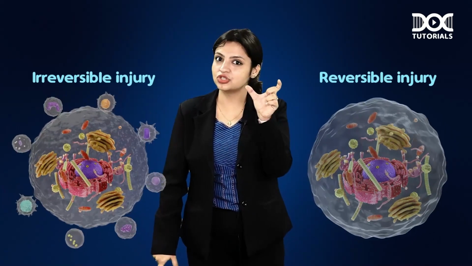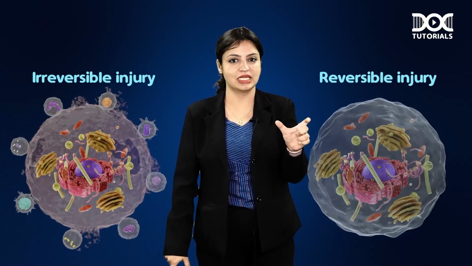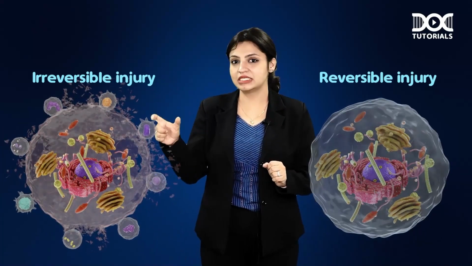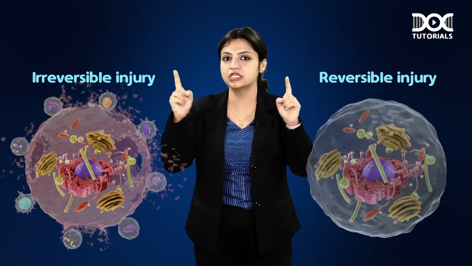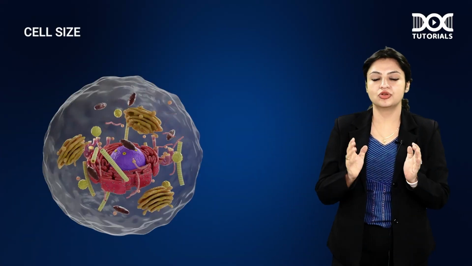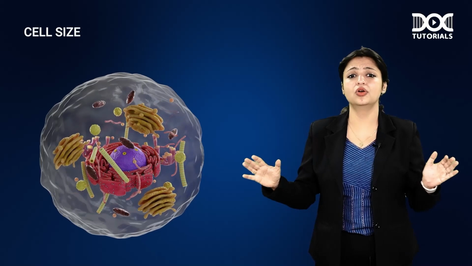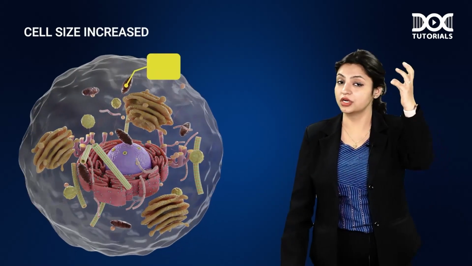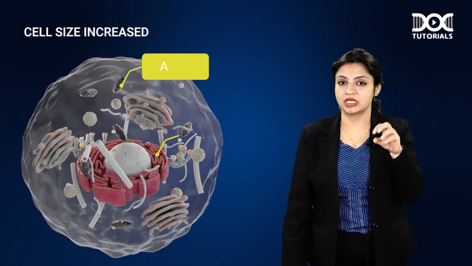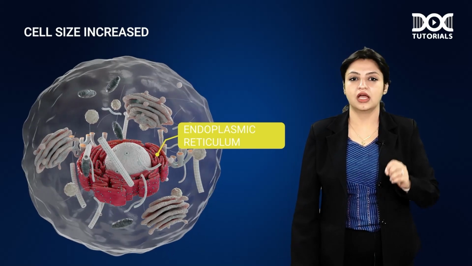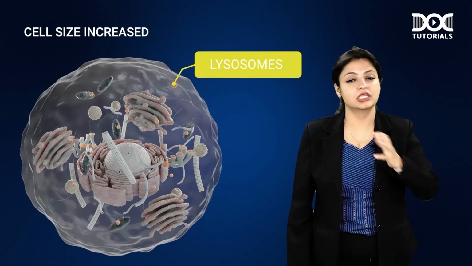Membrane damage is not present in reversible cell injury. Membrane damage is present in irreversible cell injury. That's the first point that you should remember. Now coming to the second point, that is cell size. Remember, the size of all the organelles will be increased. Mitochondria will be increased, endoplasmic reticulum will be dilated, and lysosomes will be dilated, but the membranes will always be intact.